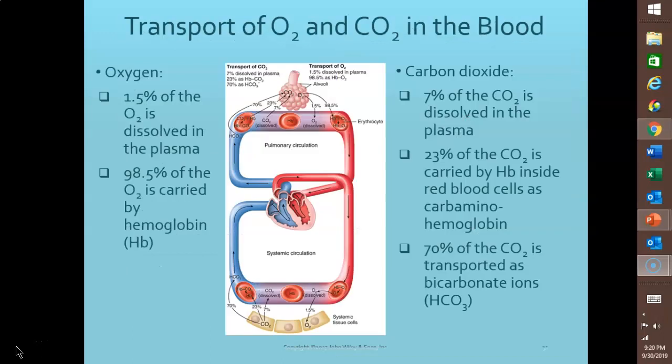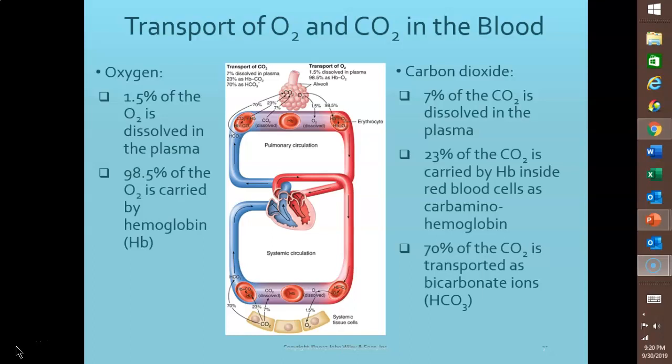Because oxygen doesn't dissolve well in water, only about 1.5% of the oxygen that we inhale is actually dissolved in the plasma. About 98.5% is carried by hemoglobin. Now remember, the heme portion of the hemoglobin contains 4 atoms of iron, and each of those is capable of bonding to a molecule of oxygen. So each hemoglobin can carry 4 oxygens.